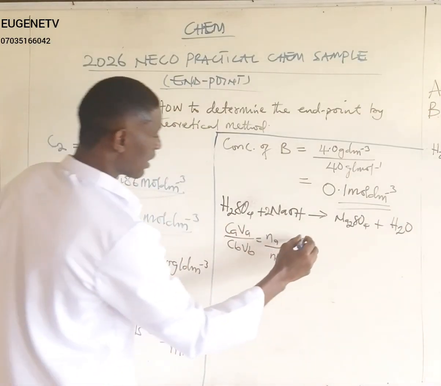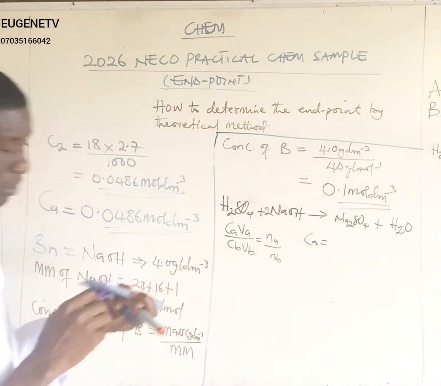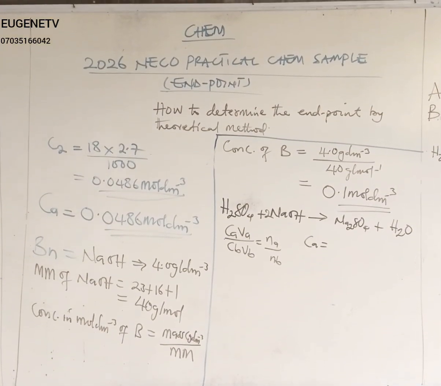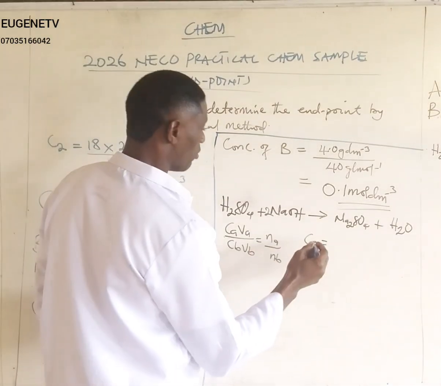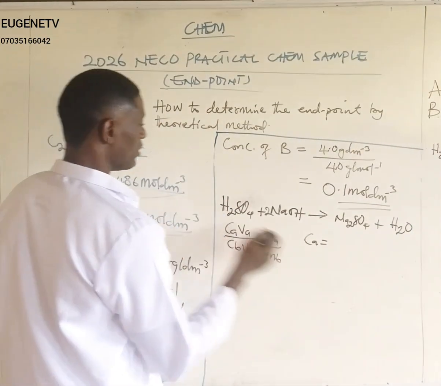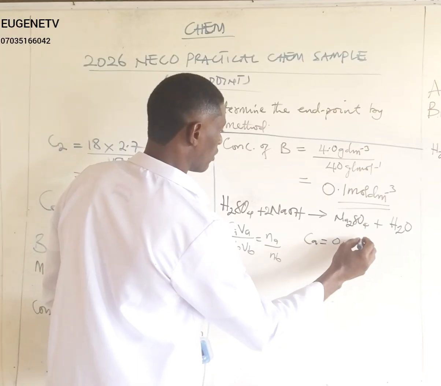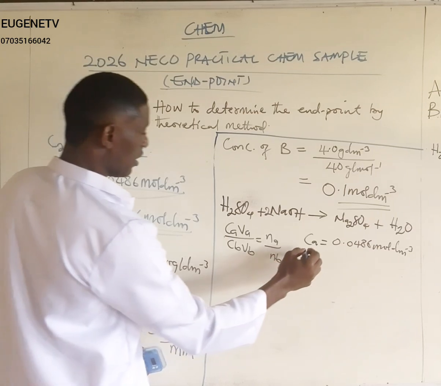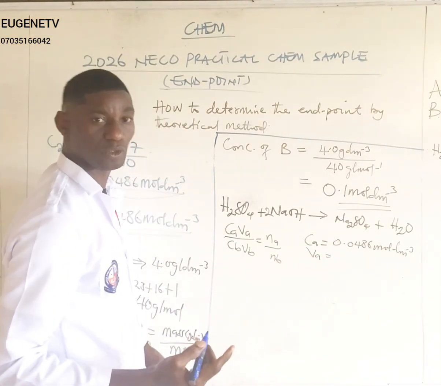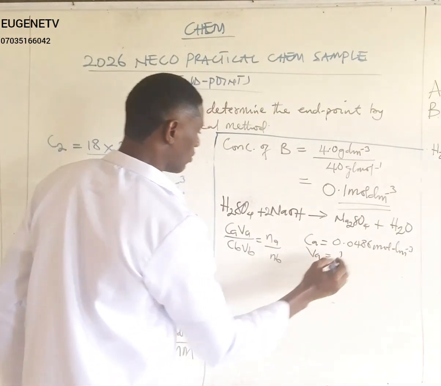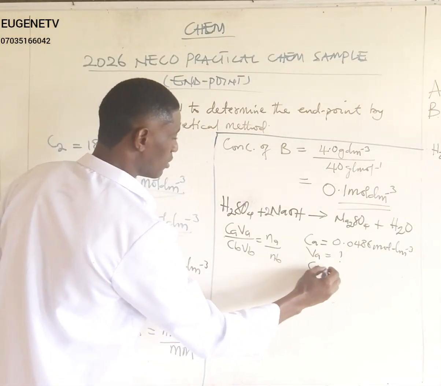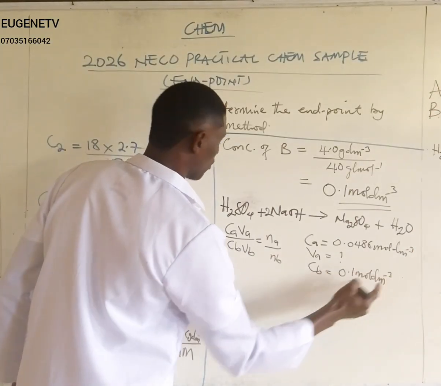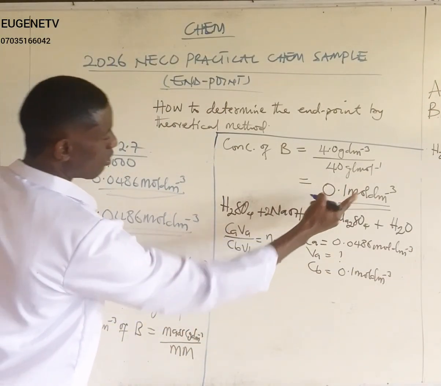Alright, so in this case our Ca, which is the molar concentration of the acid, we have determined to be 0.0486 mole per dm cube. Our Va, we don't know. That is our endpoint that we are aiming at calculating. Our Cb, the molar concentration of the base, which we just calculated, is 0.1 mole per dm cube.